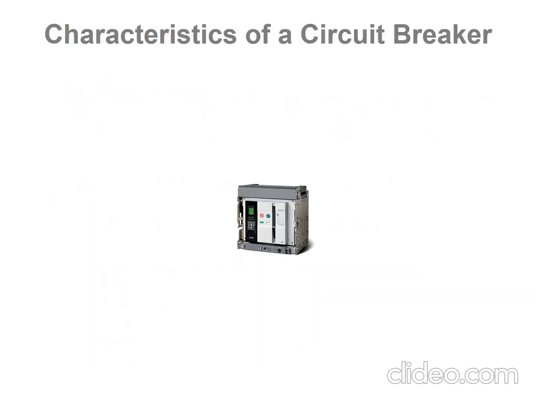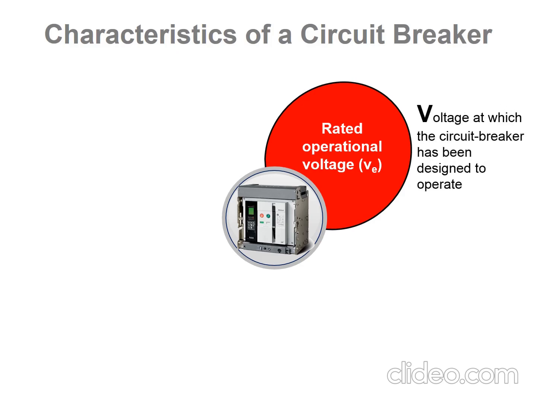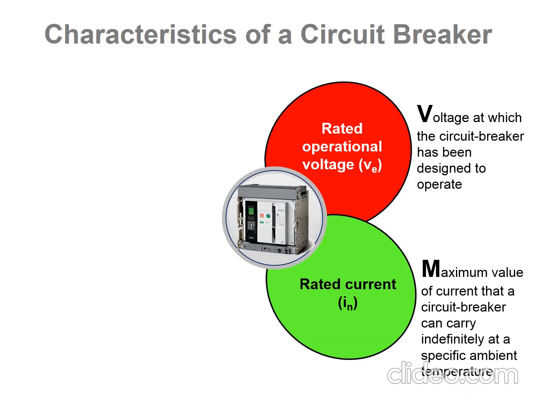Okay, next is the characteristic of a circuit breaker. The first one is the rated operational voltage, VE. This is the voltage at which the circuit breaker has been designed to operate. The second one is the rated current, I in. This is the maximum value of current that a circuit breaker can carry indefinitely at a specific ambient temperature. That is rated current.